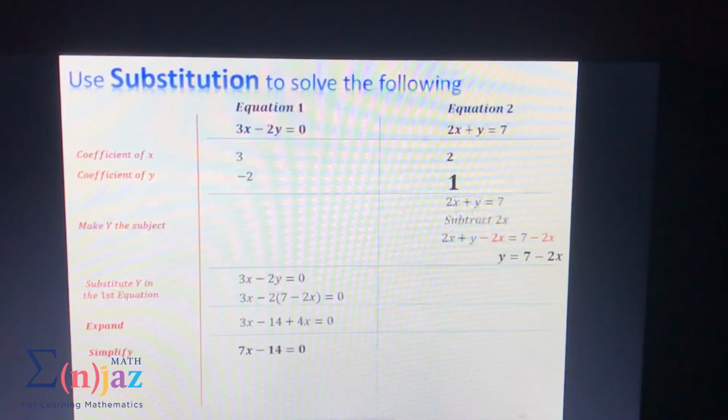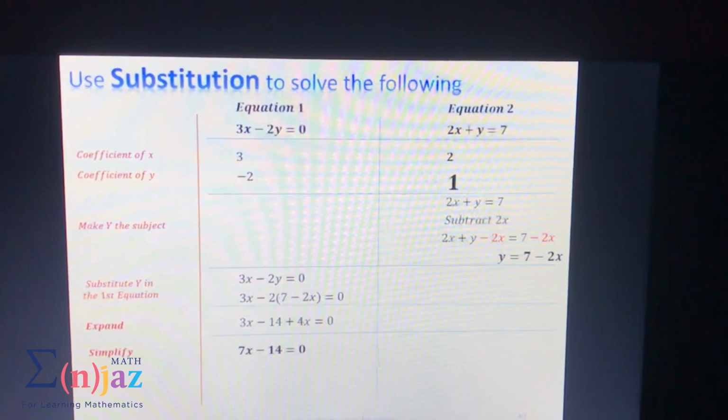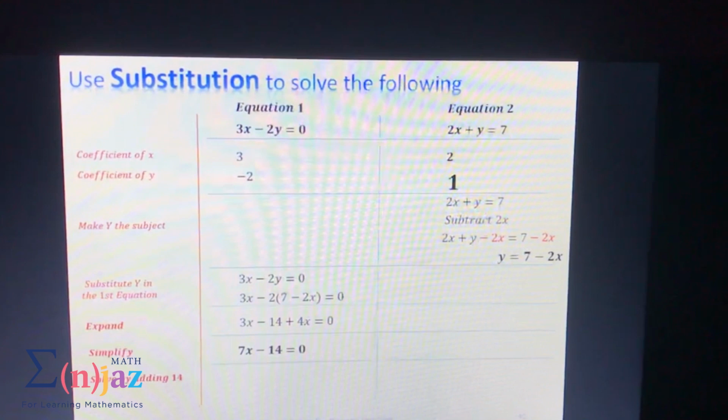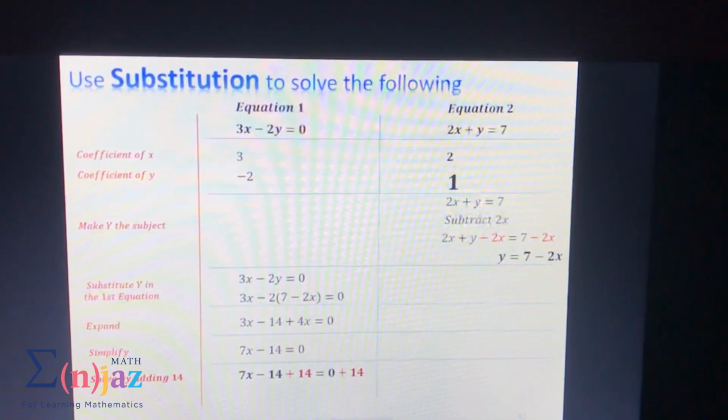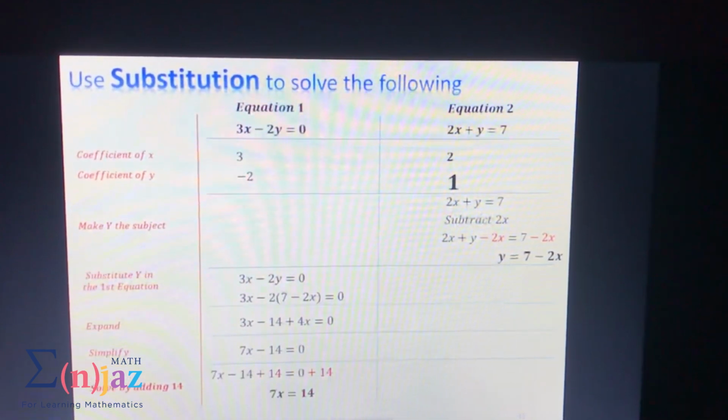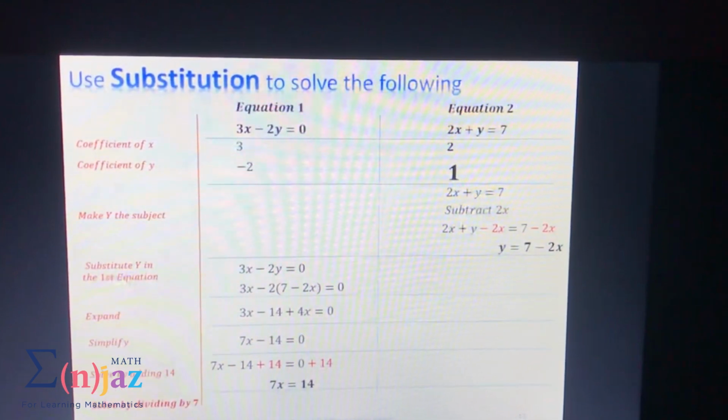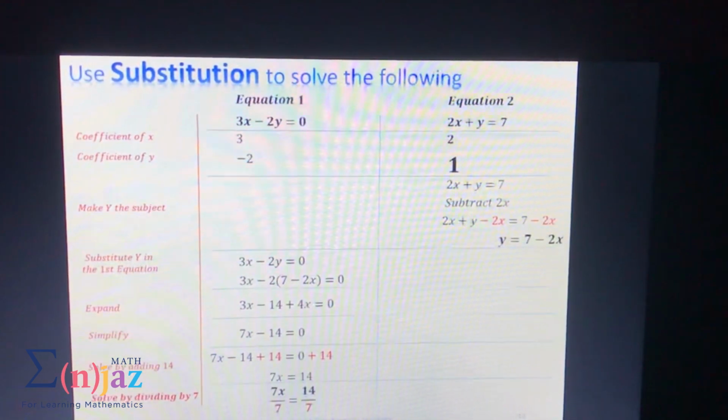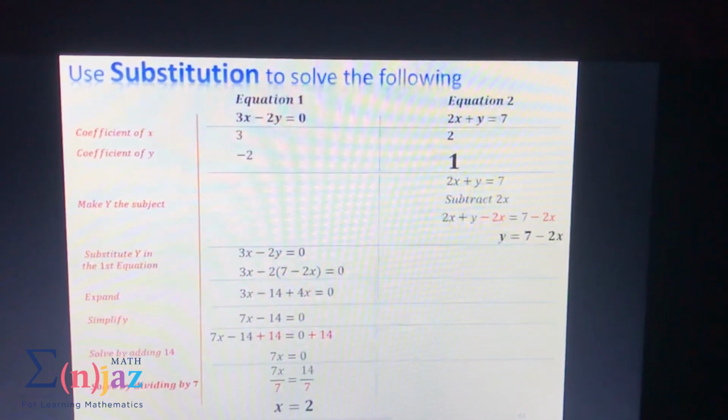Again, this is an equation with one unknown, which is x. Now, apply opposite operation by adding 14 to both sides of the equation. So the negative 14 is going to be cancelled on the left, and 0 plus 14 is actually 14, so 7x is equal to 14. Get rid of the coefficient by dividing all by 7, and x will come down to 2.